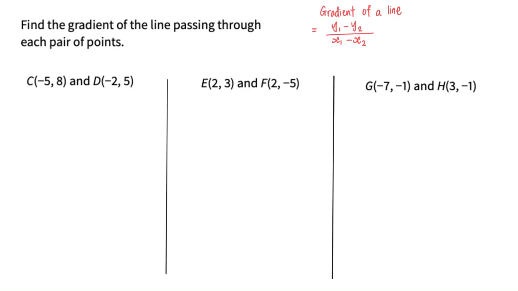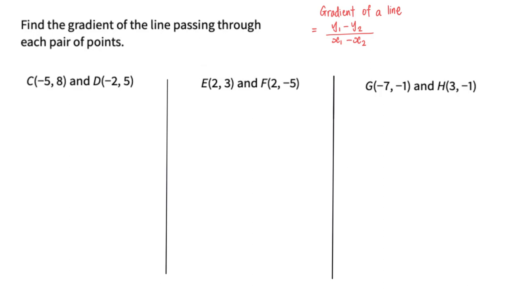Hello everyone, welcome to this video where we are required to find the gradient of the line passing through each of the following three pairs of points. And very importantly, at the top right hand corner, I have written down the formula for how we could find the gradient of a line. Okay, so y1, y2, x1, x2 are just coordinates of 2 points.